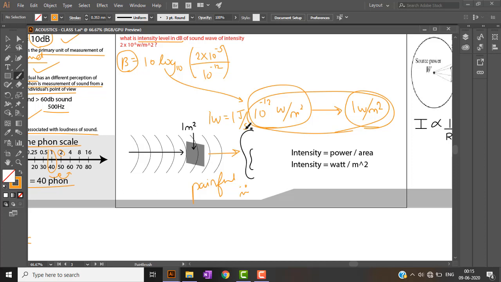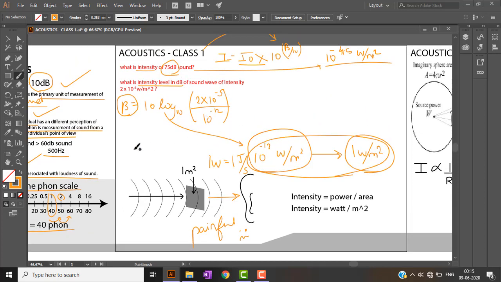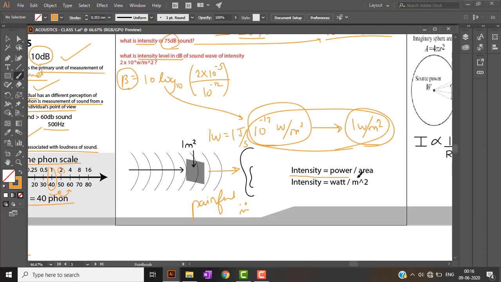I guess you are now familiar with these terms: sound intensity level, intensity, decibels, the sound scale. Now intensity has the formula: intensity is equal to power divided by area. Power is in watt and area is in meter square. So intensity is equal to power upon area.